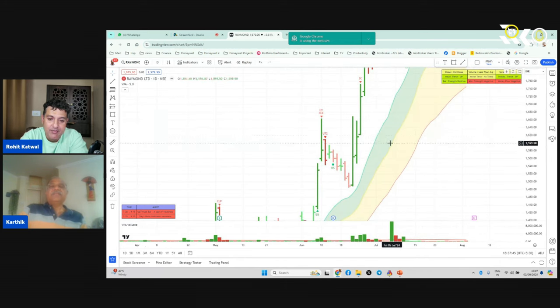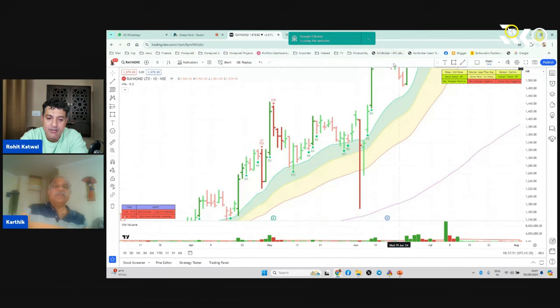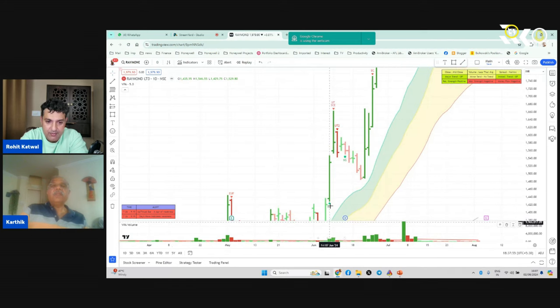Okay, now let's start in here. There's an up move happening here. This is Raymond chart, and the previous one is an effort to move up bar. What do you call it? It's an effort to move up bar, which is again a sign of strength.